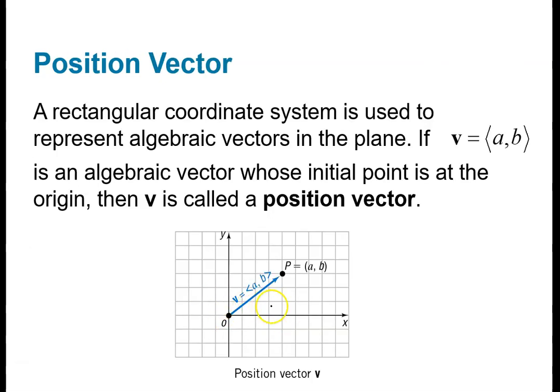All right, notice this picture. It's bringing the x-axis into it. It's because we can talk about rotation off the x-axis to a vector and start getting into the polar forms of vectors.